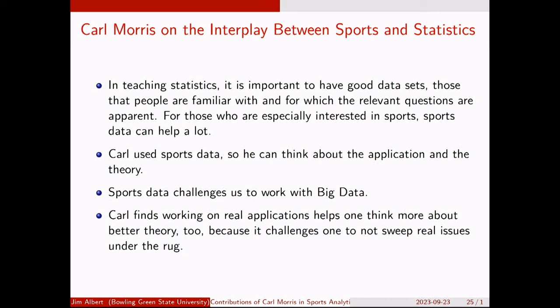Sports data is now big data. StatCast, for example, in baseball has tons of information, and so there are challenges with working on that much data. Also, you can't avoid some real issues, because these are real applications. You can't make simple assumptions and sweep them under the rug. You have to really face those problems.